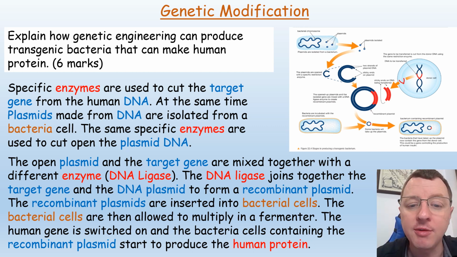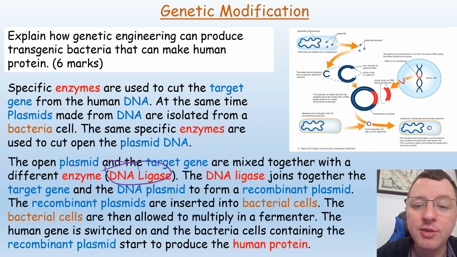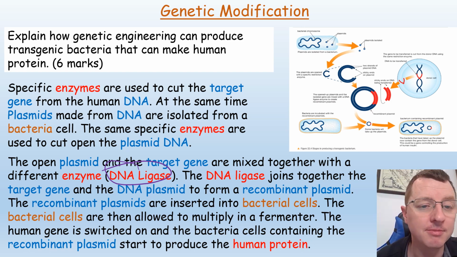The open plasmids and the target gene are mixed together with a different enzyme known as DNA ligase, and this DNA ligase will join together the target gene and the DNA plasmid to form a recombinant plasmid. The recombinant plasmids are inserted into the bacterial cells, and the bacterial cells are then allowed to multiply in a fermenter. The human gene can be switched on, and the bacterial cells containing the recombinant plasmid start to produce the human protein that we desire.